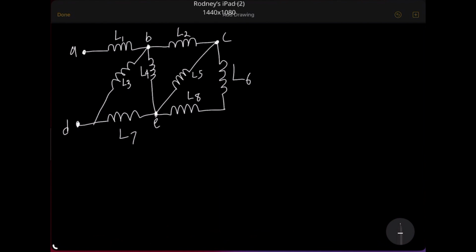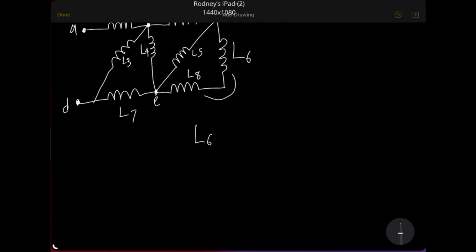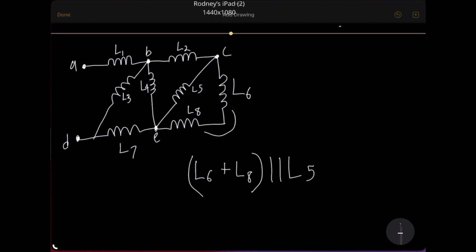So, since inductors combine like resistors, as we take the path from C to E, 2 inductors are in series. So, L6 plus L8. And that is in parallel, from C to E, with L5. Okay, and now we have one equivalent inductor from C to E.